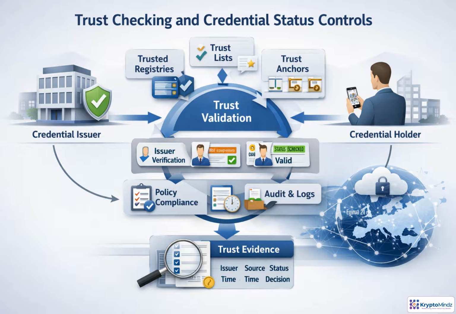After cryptographic validation, the verifier still has 2 trust questions to answer. Who issued this credential, and is it still valid? Issuer identity should be checked against approved trust lists, registries, metadata, or configured trust anchors. Credential status must then be checked for revocation, suspension, or lifecycle changes. The policy used for that decision should be versioned and consistent, with the source, timestamp, response, and final decision captured as evidence.